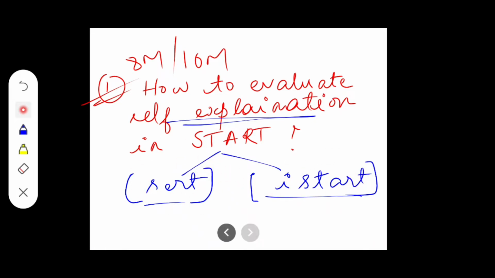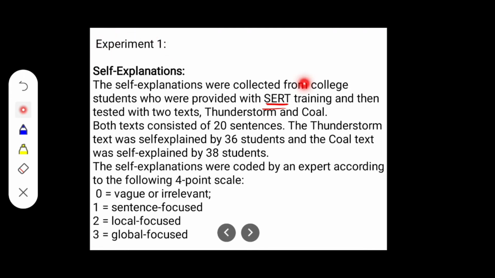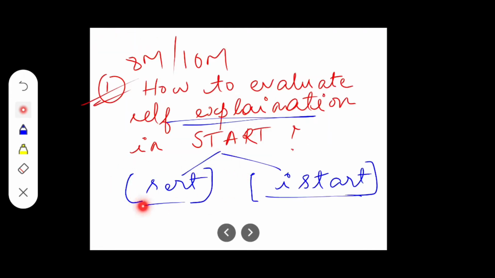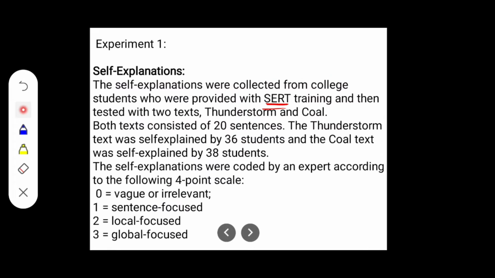So moving on to the first experiment. What is the first experiment? It is based on SERT training, and in this video I'll be explaining SERT. In the next video I'll be explaining START. So moving on to the explanation.